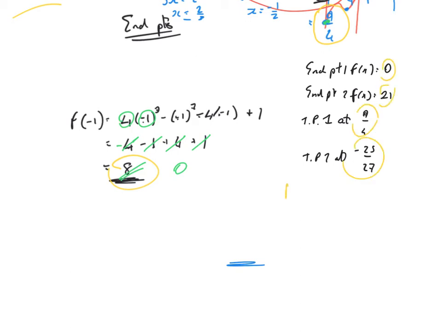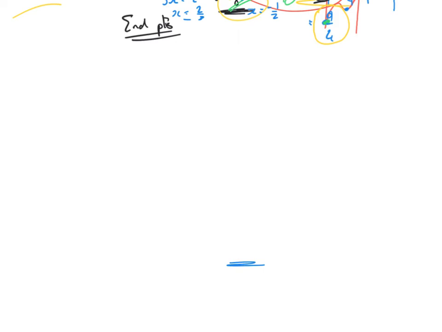So the maximum one is 21, so max value of the curve equals 21. So that actually occurred at one of the endpoints, and the min value actually occurred at one of the turning points. The min value was minus 25/27. Okay, let's try an example 2.